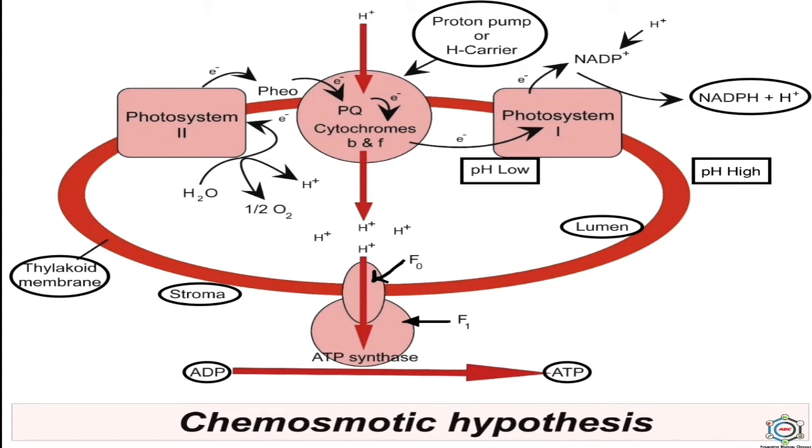According to this hypothesis, the ATP synthesis is linked to development of a proton gradient across the thylakoid membrane. The actual site of ATP synthesis is the ATPase complex located on the non-appressed portion of the thylakoid membrane, particularly towards the margin. So here you can see in this picture F0 and F1, which are parts of ATP synthase.